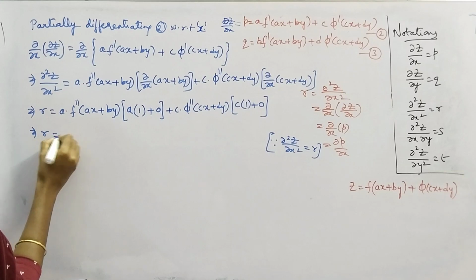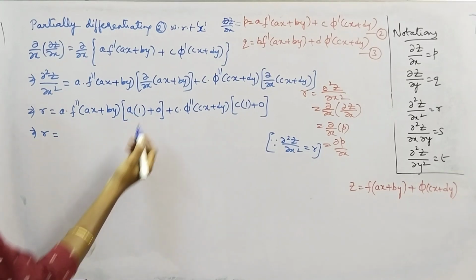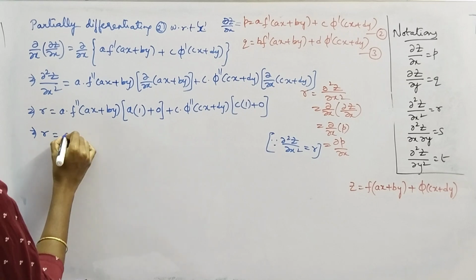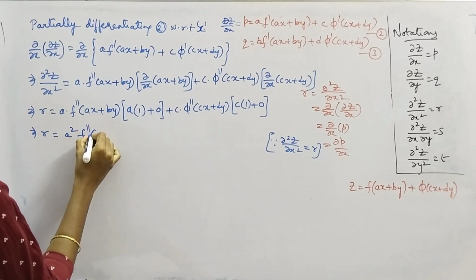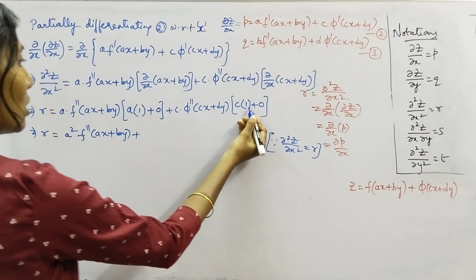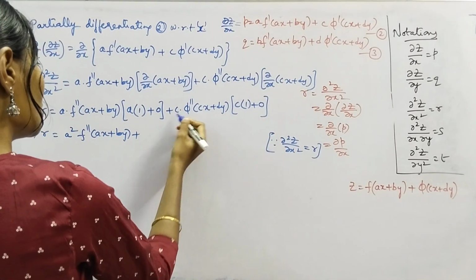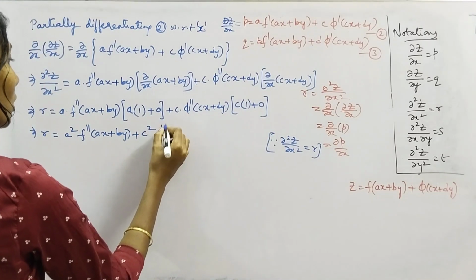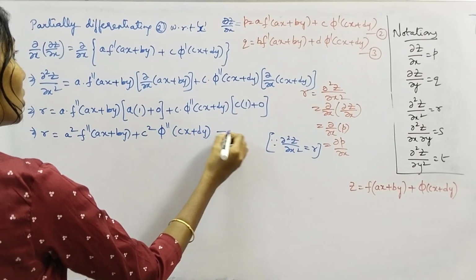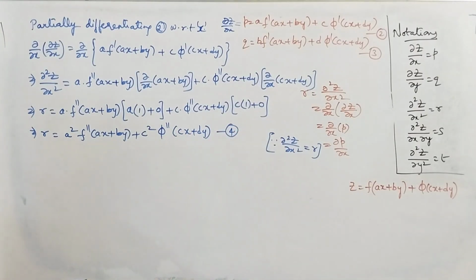This gives us r equal to a into (1·a + 0), that is a square, into f'' of (ax+by), plus c into (1·c + 0), that is c square, into φ'' of (cx+dy). Consider this as equation number 4.